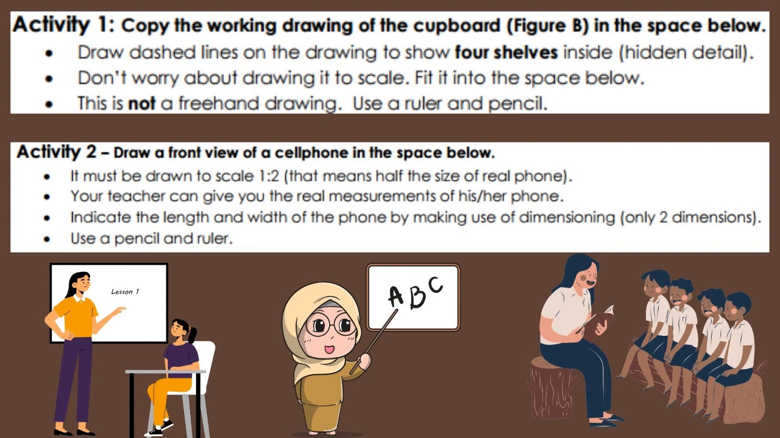Activity 2. Draw a front view of a cell phone in the space below. It must be drawn to scale 1:2. That means half the size of the real phone. Your teacher can give you the real measurements of her phone. Indicate the length and width of the phone by making use of dimensioning, only 2 dimensions. Use a pencil and ruler.